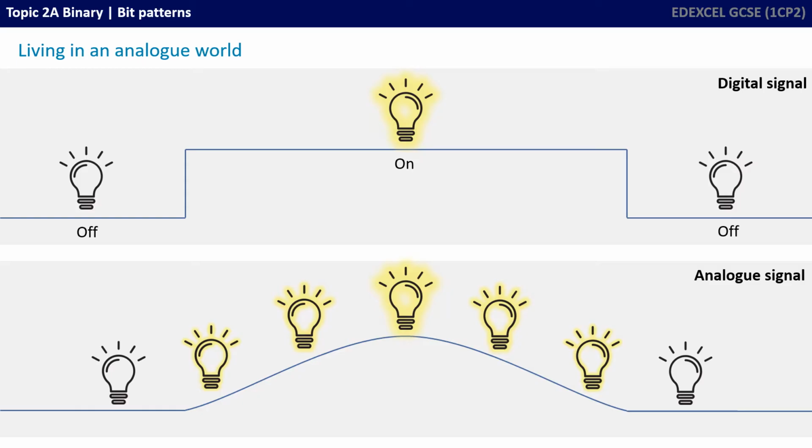Digital systems, such as computing devices, don't operate like this. In our digital representation, this light exists in one of two binary states, either on or off, and it switches instantly between them, as shown here.